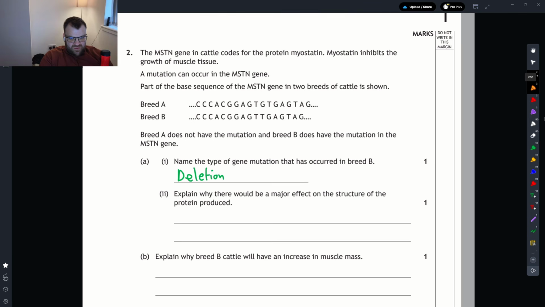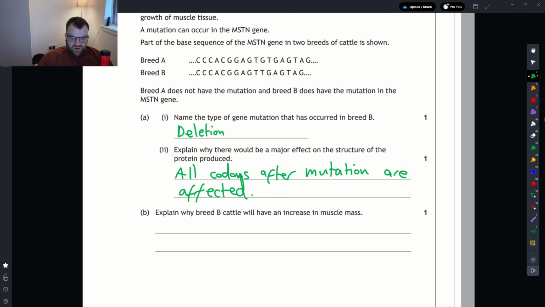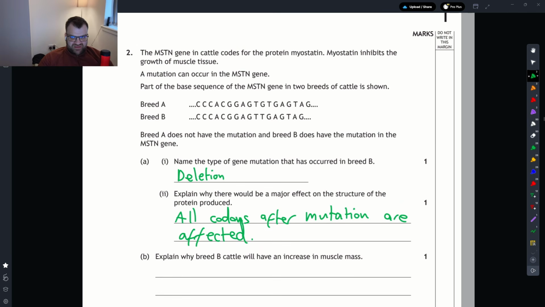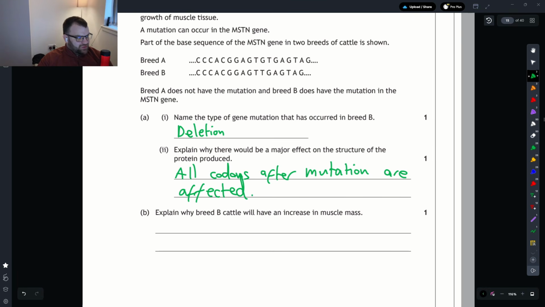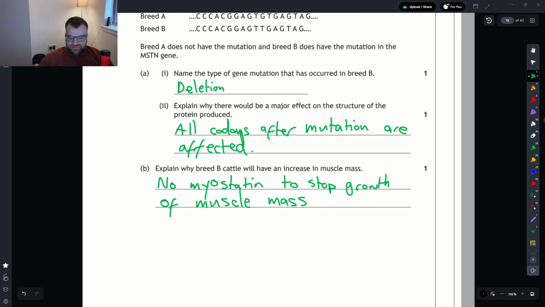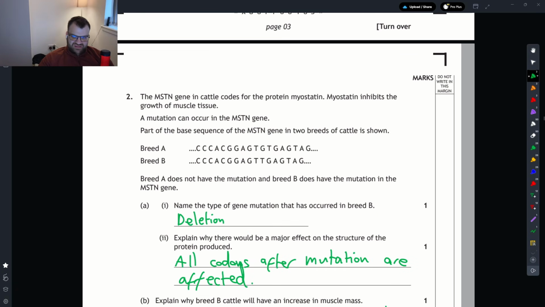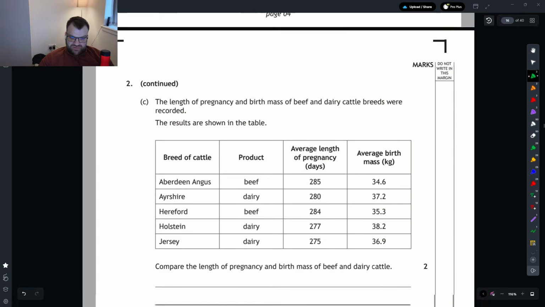Deletion. Why does that have a massive effect? Well, it's frame shift, which means all codons or all amino acids after the mutation are changed, are affected. And that's why that would work. Why is cattle B going to have an increase in muscle mass? At the top, it tells you it inhibits the growth. So if you don't have that protein, your muscle tissue growth will not be inhibited. It can keep going and keep going. So the inhibition has not happened because you don't have that. The cow doesn't have that protein to stop it. So that is what I would do there.